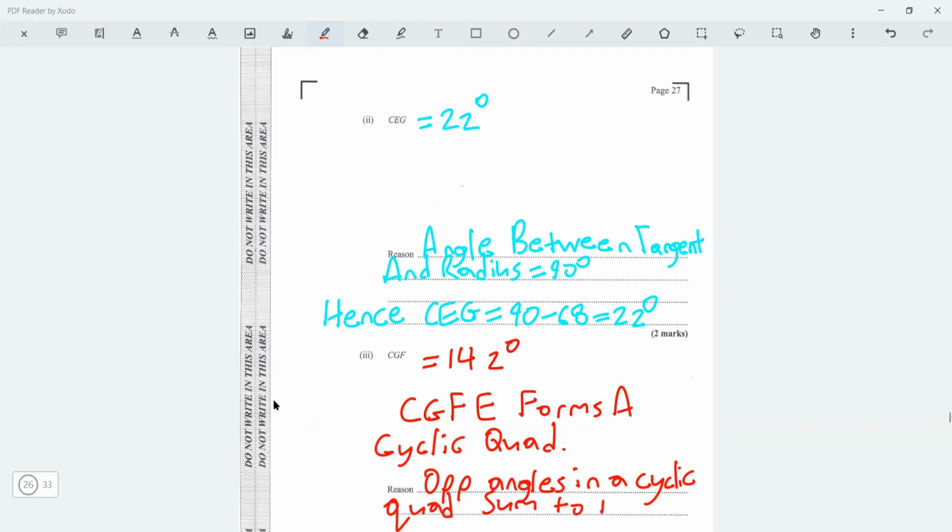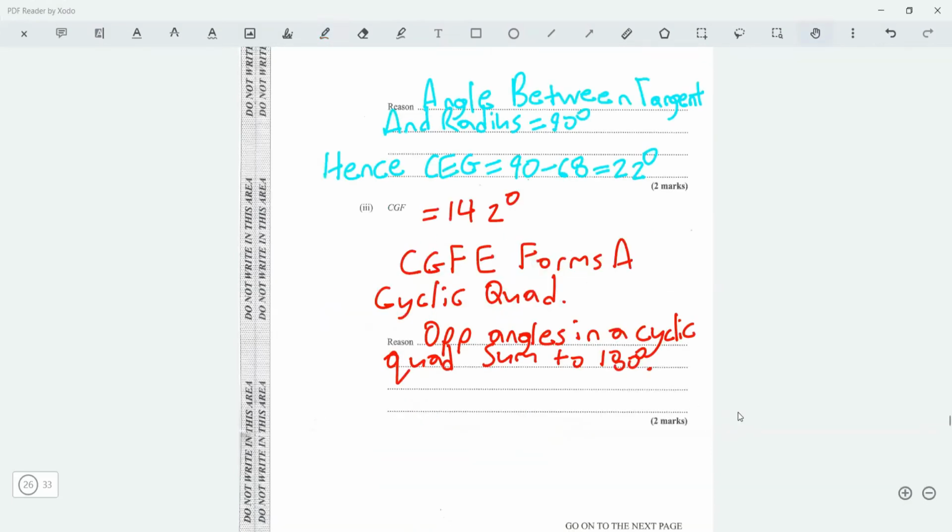So since opposite angles in a cyclic quad sum to 180, then all we need to do is just say that this angle CGF is going to be 180 minus the 38 degrees. And when we work that out, that's what we get, 142. And that's how we get that right here.